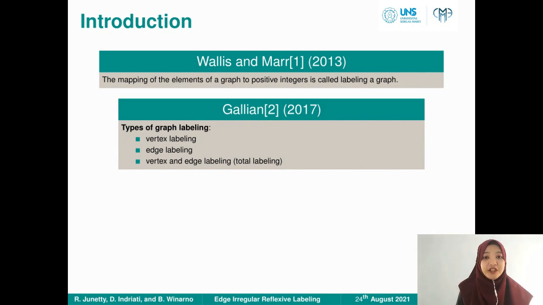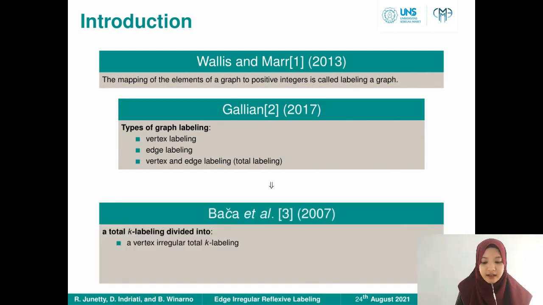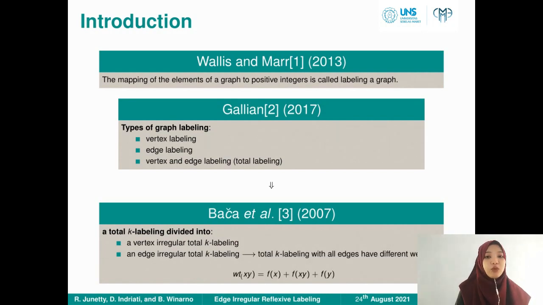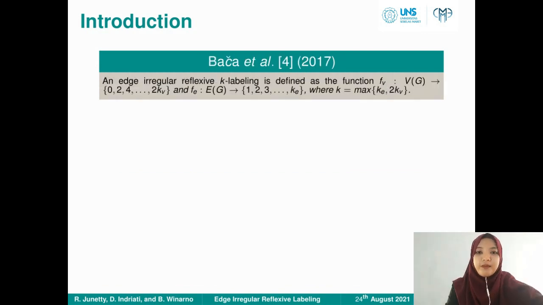Based on Baca research in 2007, total k-labeling is divided into two types: a vertex irregular total k-labeling and an edge irregular total k-labeling. It is called an edge irregular total k-labeling because in the total k-labeling all edges have different weights. The formula can be written as w(xy) equal f(x) plus f(xy) plus f(y).